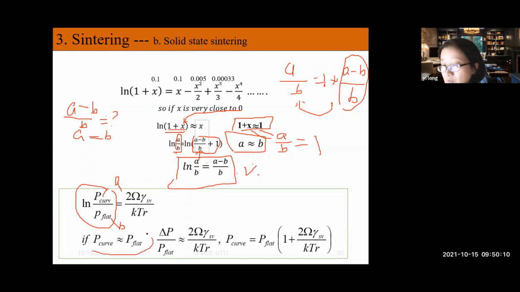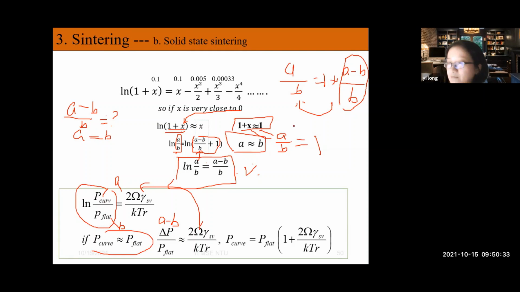And also then we will get the upper one is A minus B. So A minus B, which is P curve minus P flat, which equals delta P. So roughly, we just keep the right hand side the same. We just do a little bit on the left hand side, get rid of this norm. So this is a very common practice for material scientists.